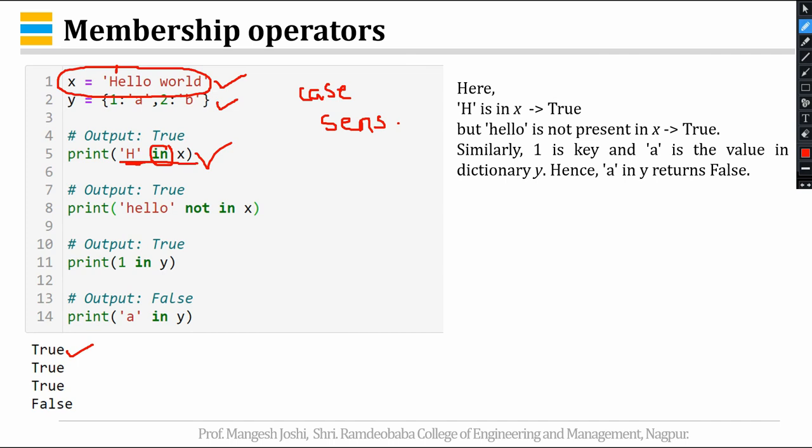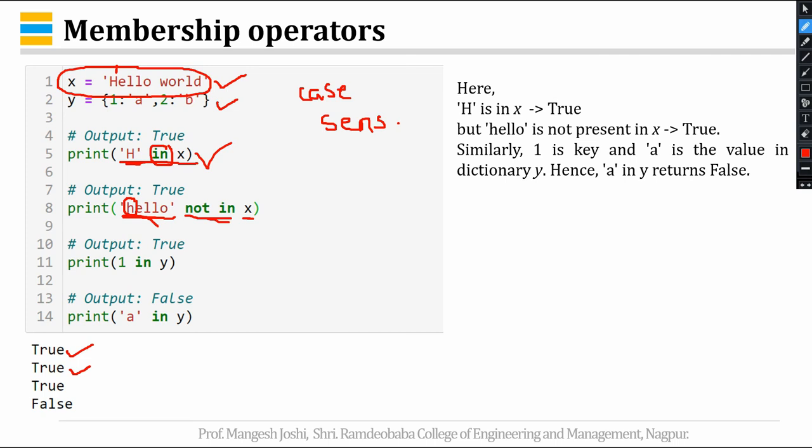In the second case, you are trying to search "hello" not in x, that is, whether it is not in x or not. It is also returning the true value. Why? Because you are searching "not in". This statement will try to search the "hello" string in this "Hello world", but this h is small, so this hello is different from this capital Hello. That's why it is returning the true value.